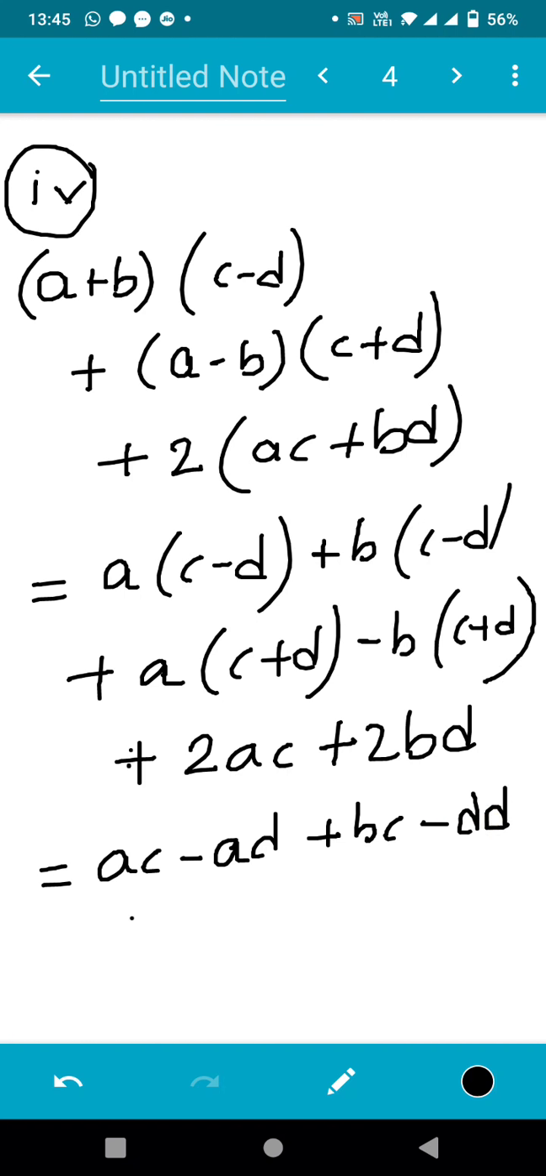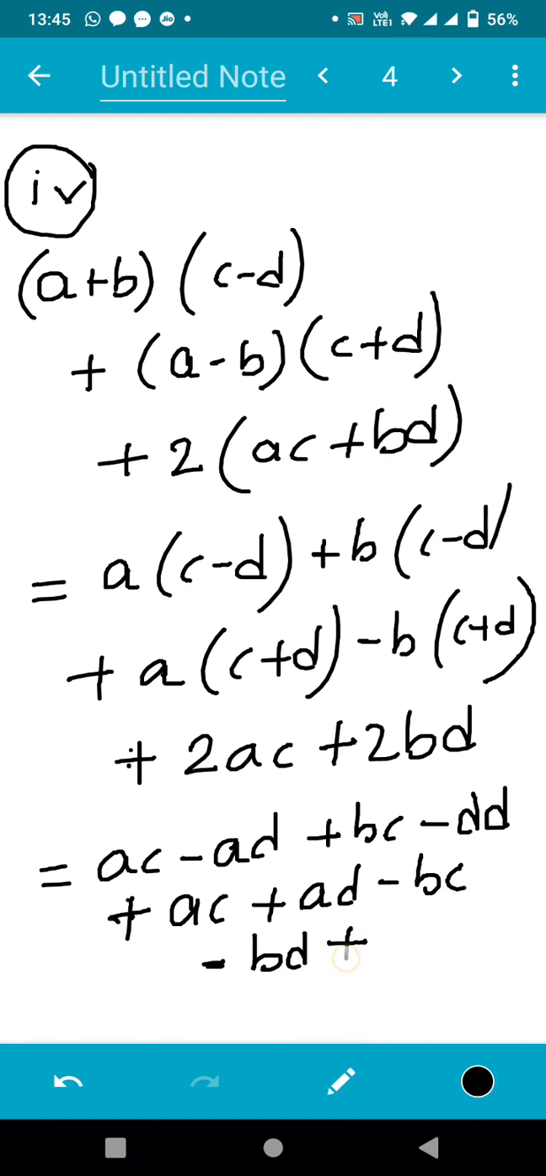Okay, now we multiply a into c. A into c is what? ac, plus plus is plus, a into d is ad, then minus bc, and minus plus would be what? Minus bd, and at last what will come? Plus 2ac plus 2bd.